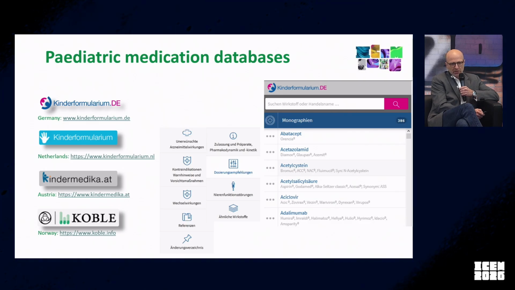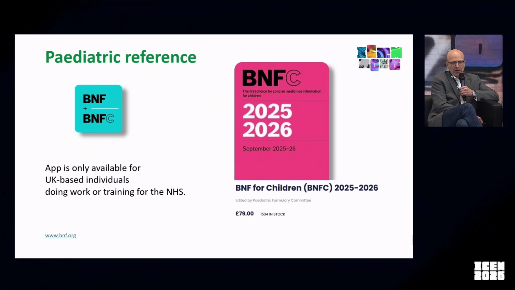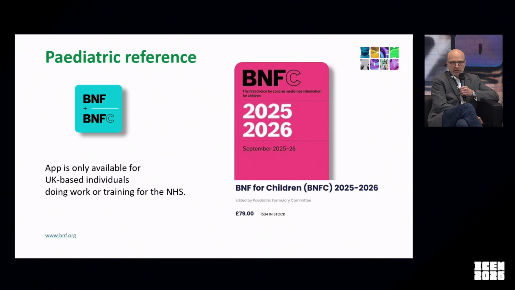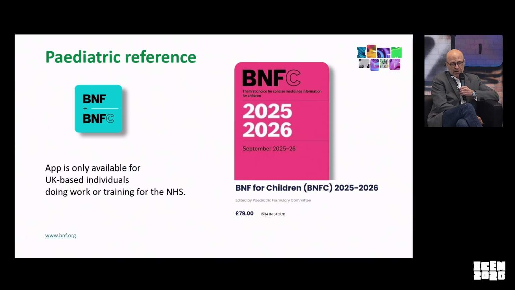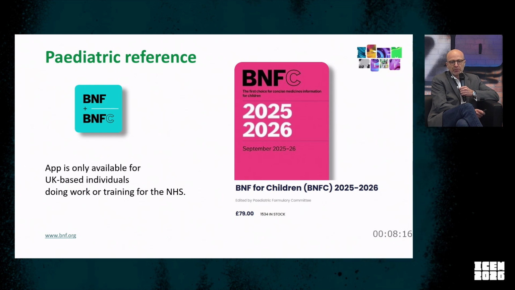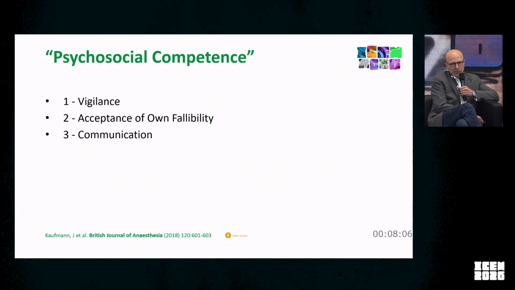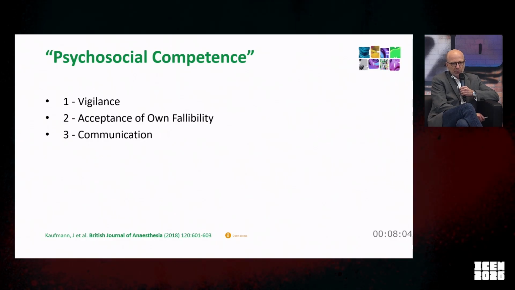A very good source is the British National Formulary for Children. Unfortunately, it's not available as an app, at least if you do not work in the UK and for the NHS, but the printed version, I really recommend it. It's really a good reference for this. The most important thing I want to focus on in the rest of my lecture is what I call the psychosocial competence.